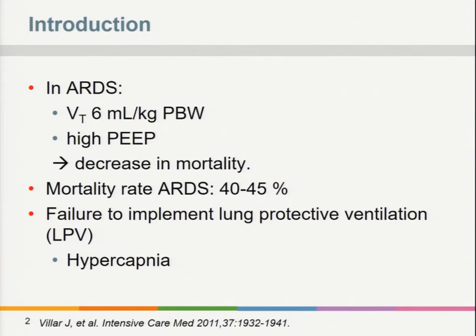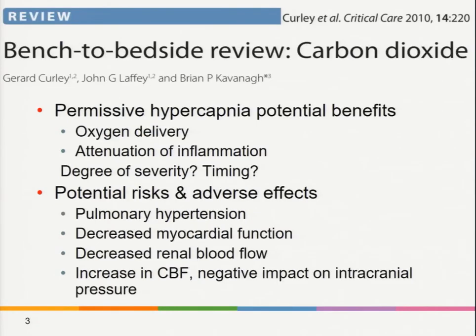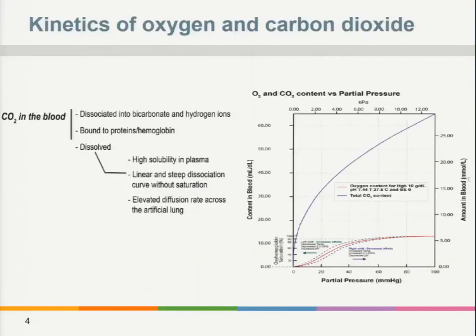Barriers for achieving lung protective ventilation are hypercapnia and its related effects. So permissive hypercapnia can be one strategy, since it can have beneficial effects on oxygen delivery and attenuation of inflammation. However, we do not know to what degree we can tolerate it or for how long, since it also has adverse effects, like a decrease in myocardial function and a decrease in renal blood flow, and it is certainly undesirable in patients with elevated intracranial pressure. So an alternative strategy can be treating hypercapnia with extracorporeal carbon dioxide removal.